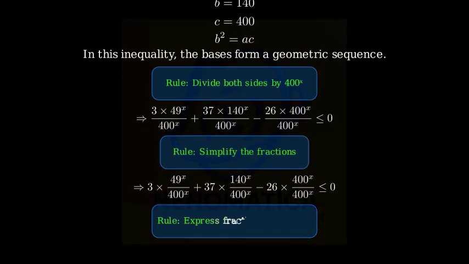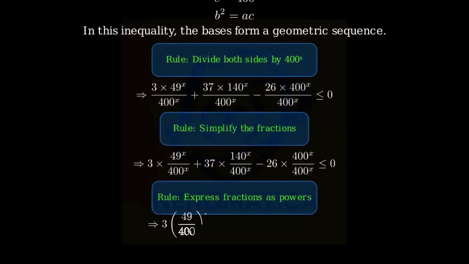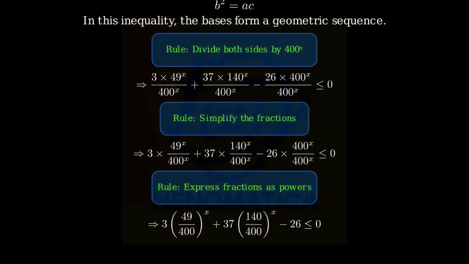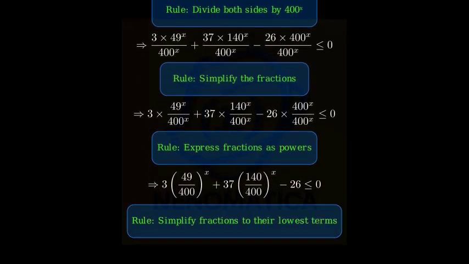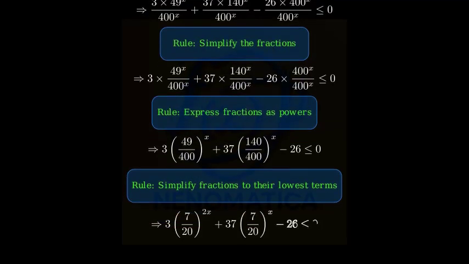We can further simplify by expressing the fractions as powers. We get 3 times the quantity 49 over 400 to the power of x, plus 37 times the quantity 140 over 400 to the power of x, minus 26 is less than or equal to 0. Let's simplify these fractions further. 49 over 400 equals 7 over 20 squared, and 140 over 400 equals 7 over 20.